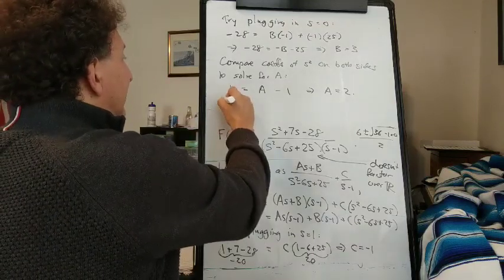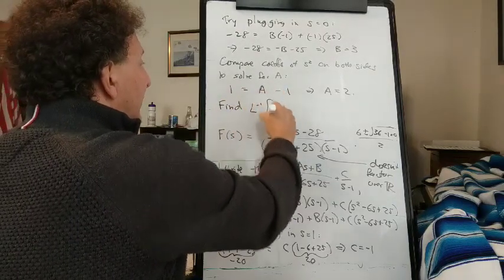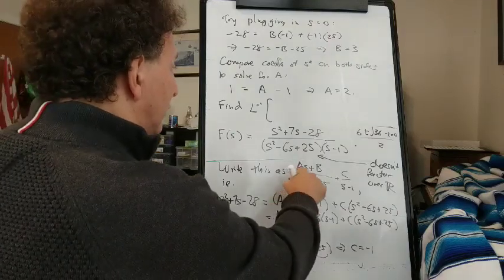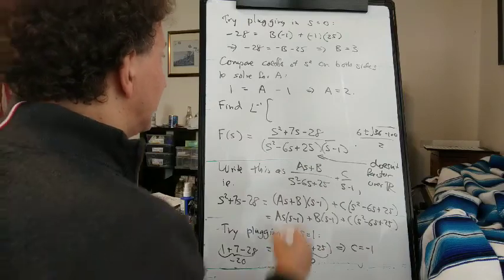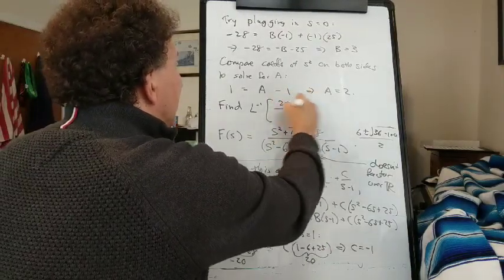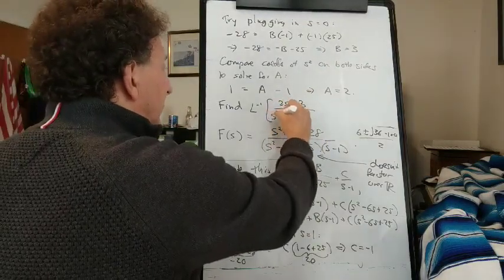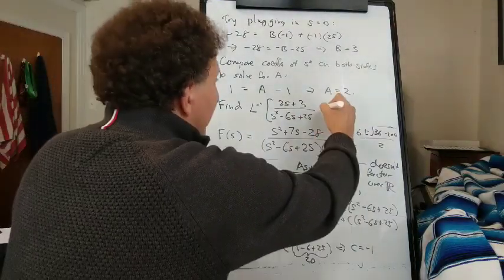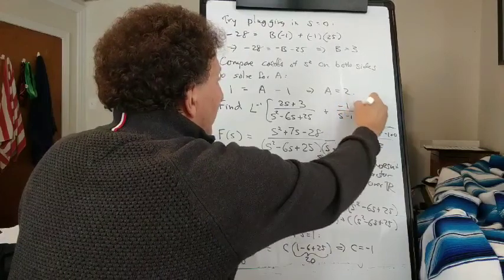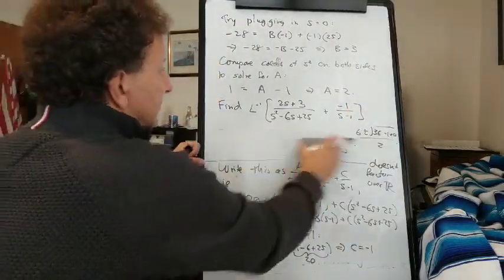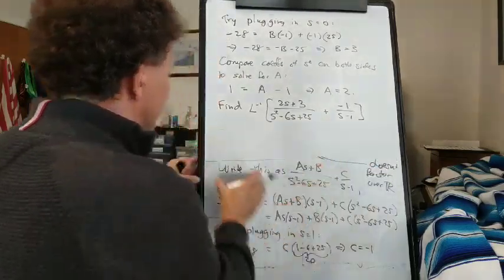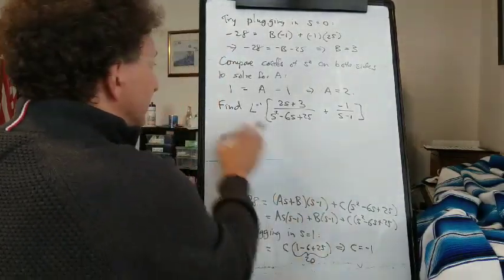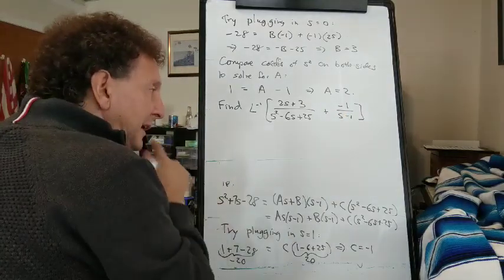So we want to find L inverse of a is 2, so 2s plus b is 3, 2s plus 3 over s squared minus 6s plus 25, plus c over s minus 1, which is minus 1 over s minus 1. Alright, this fraction is going to be easy. That's going to be an exponential.